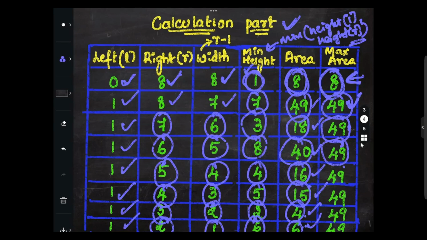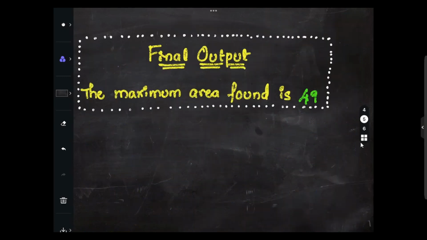That is the reason we are keeping the same value, 49, which is greater than all the values that we have got in the area, right? 49, 49. In the last cell we have got 49 itself, right? This we will return as output. 49 is the max area that we got. This we will return as output.